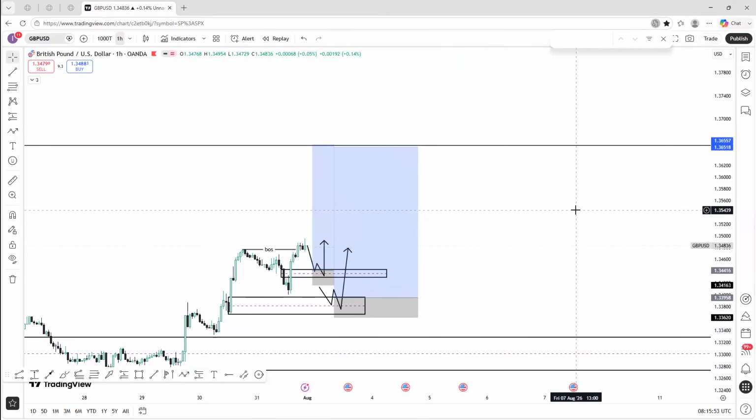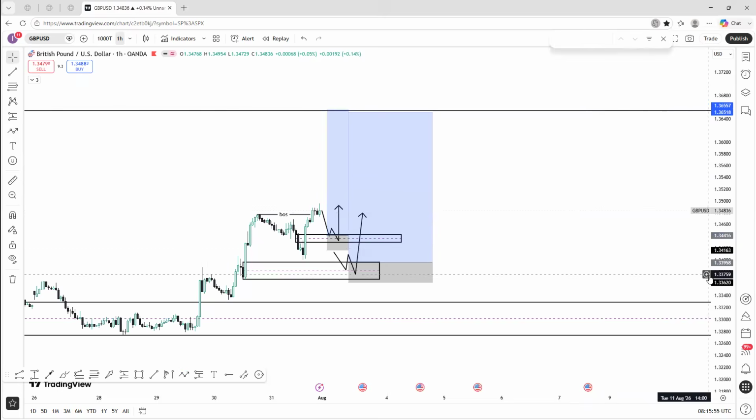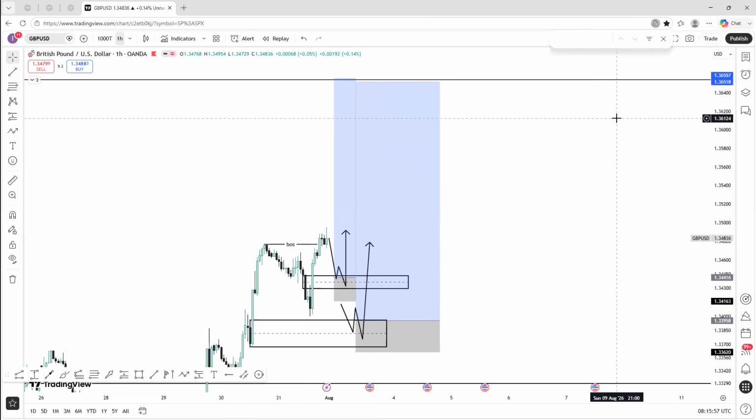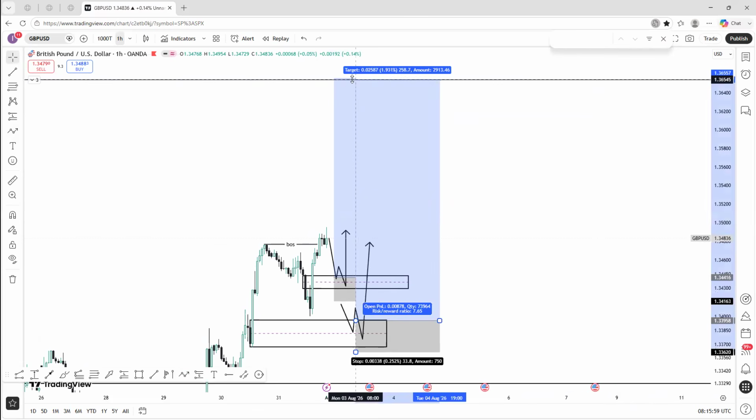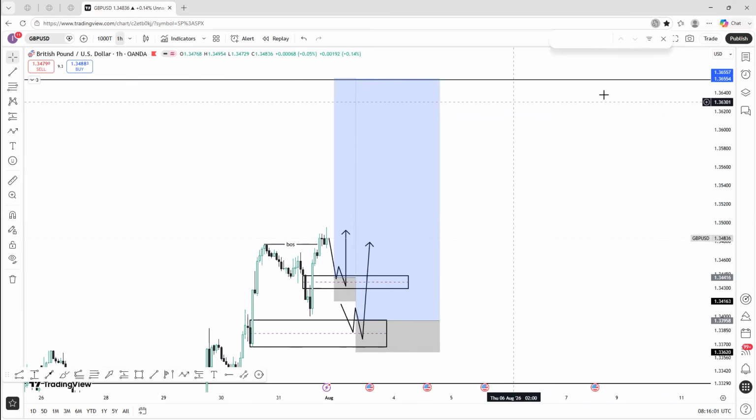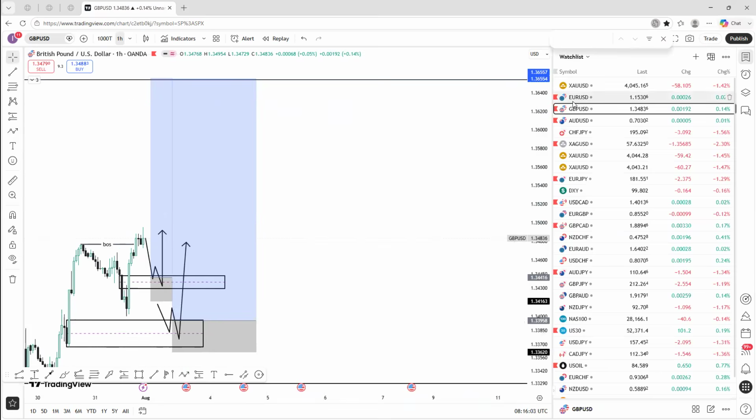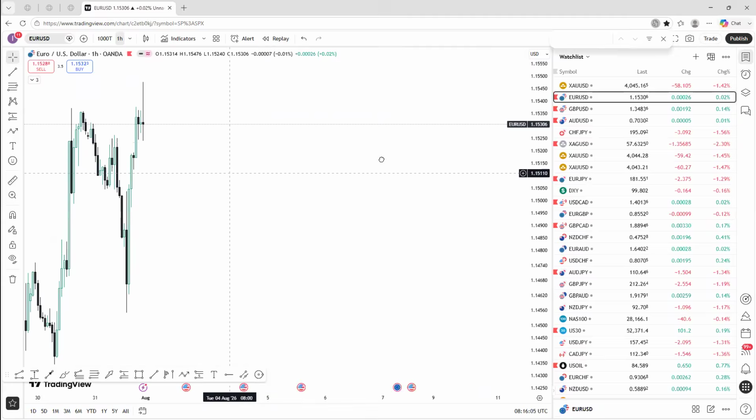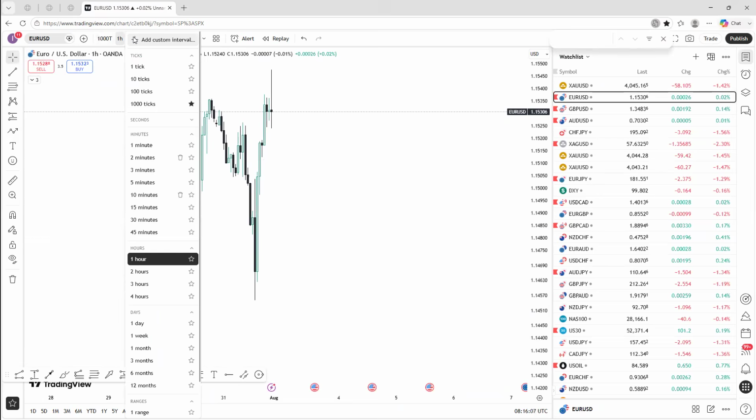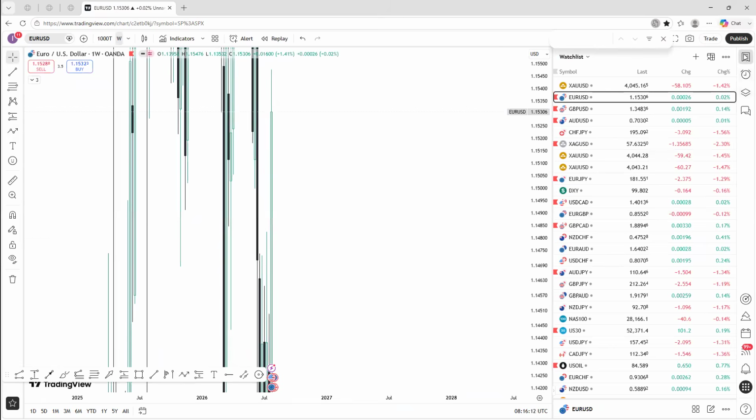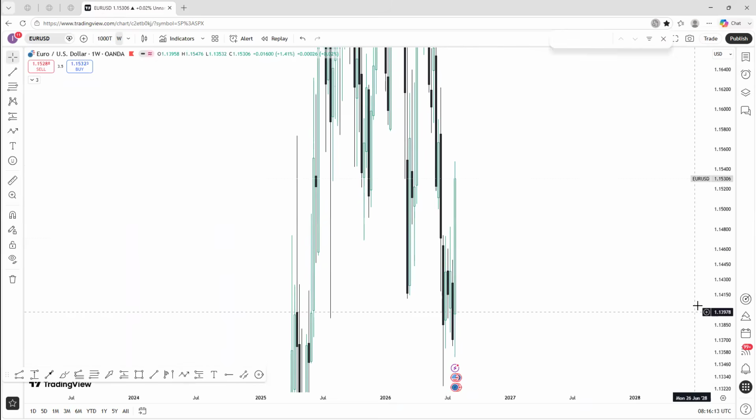GBP USD, we have that kind of point of interest. So that is the opportunity on GBP USD. Let's see EUR USD. On EUR USD, we have the same market structure as GBP USD.